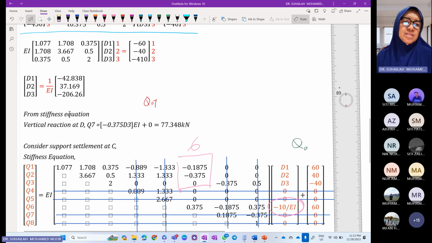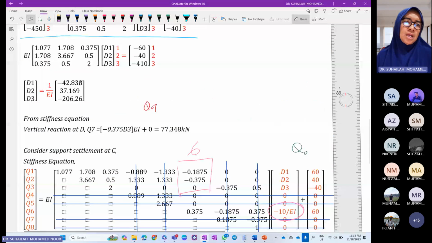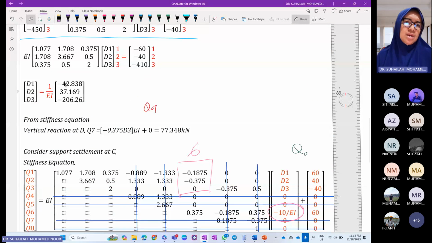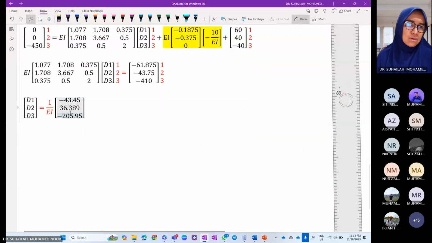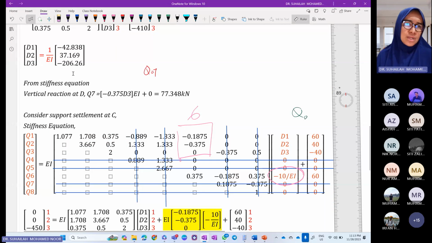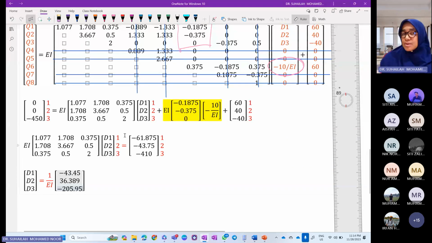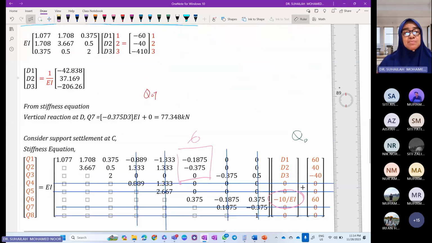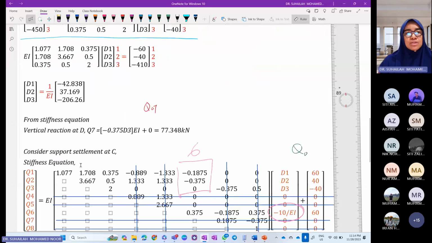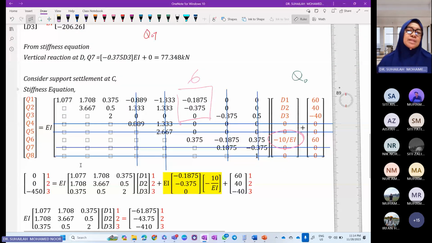Okay, can you see the difference? Sikit je. Kalau D1, D2 sikit je lah. Kalau D3 sikit je kan. 206, 209, 206 dengan 205. Betul. Okay, sikit-sikit lah. Banyak-banyak tak kisahlah kan. Tapi kita nampak ada difference tu. Okay. So ada changes. 43, 42, 37, 36. Sikit je tak banyak.